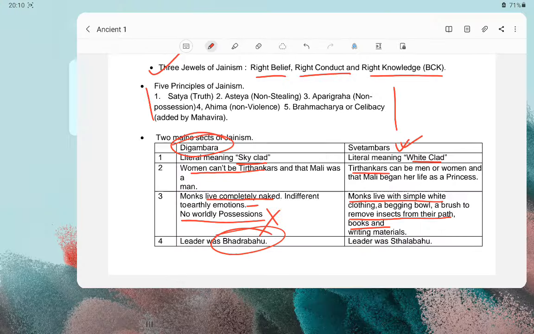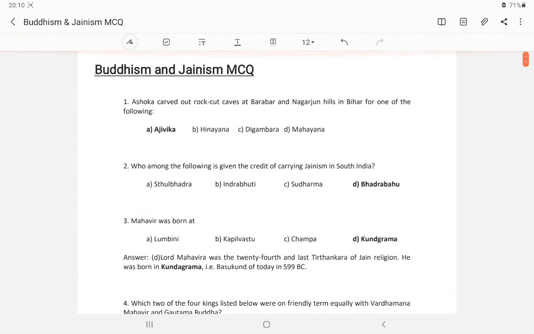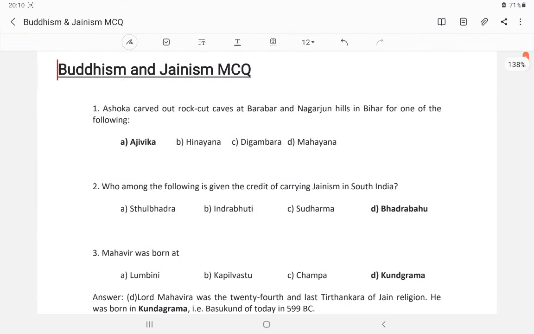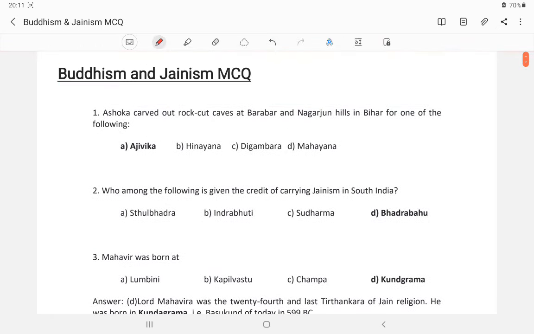So let us go to the MCQs. First question: Ashoka carved out rock-cut caves at Barabar in the Nagarjuna Hills in Bihar for one of the following. Ajivika. The Ajivika sect is the answer.